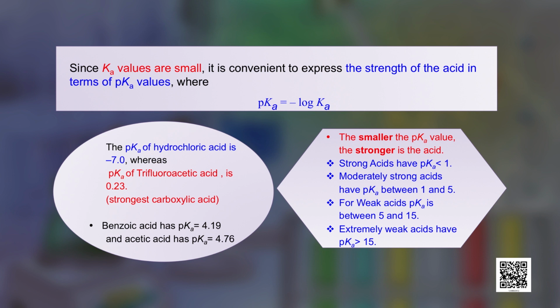Thus, strong acids have a pKa value which is less than 1. Moderately strong acids have a pKa value between 1 and 5, while for weak acids the pKa is between 5 and 15, and those which are very weak acids have a pKa value greater than 15.